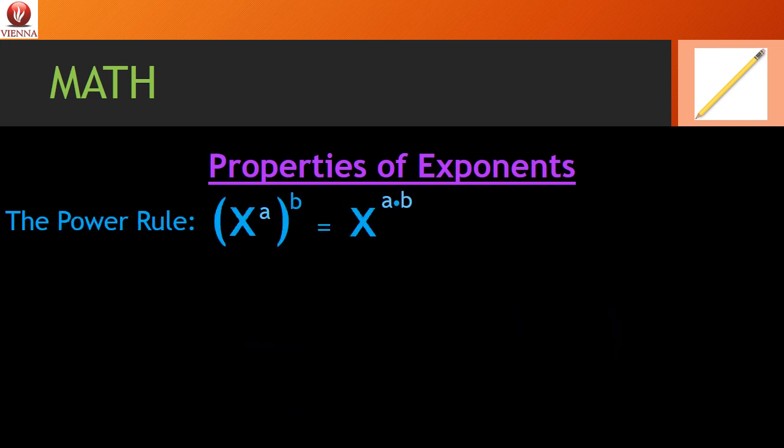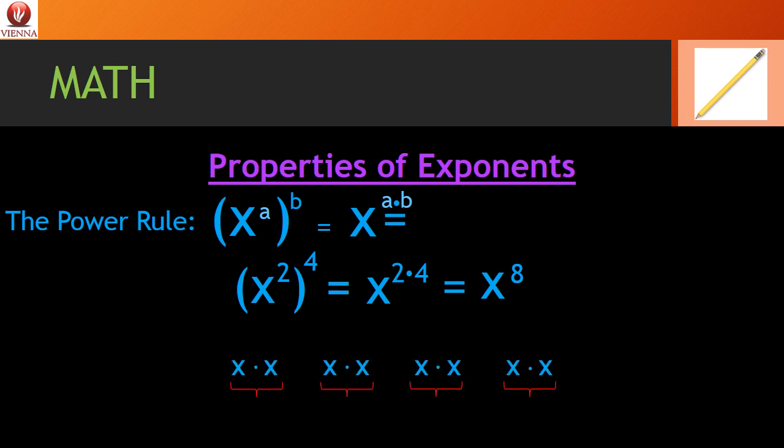Okay, next up is the power rule. And this is where you do multiply exponents. It would look like this: x to the power of a, in parentheses, all to the power of b, equals x to the power of a times b. So for example, if you have x squared, in parentheses, to the power of 4, that would be the same as x to the power of 2 times 4, or x to the power of 8. And if you map it out or draw it out, it looks like this. It's x squared 4 times. Clearly x to the power of 8.